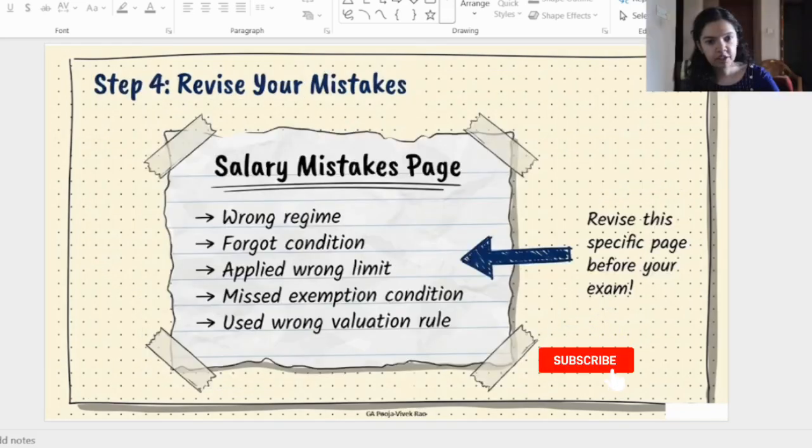Step number 4. Revise your mistakes. So maintain a small salary mistakes page. Wherever you make a mistake in the question, write down the reason. For example, wrong regime, forgot the condition, applied wrong limit, missed exemption condition, used wrong valuation rule, and so on. So whatever error you have made, note that down and revise this page before your examination so that you do not make these errors in the exam.